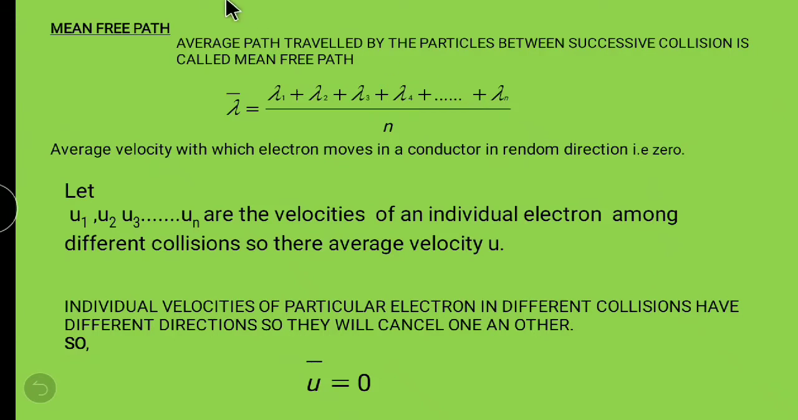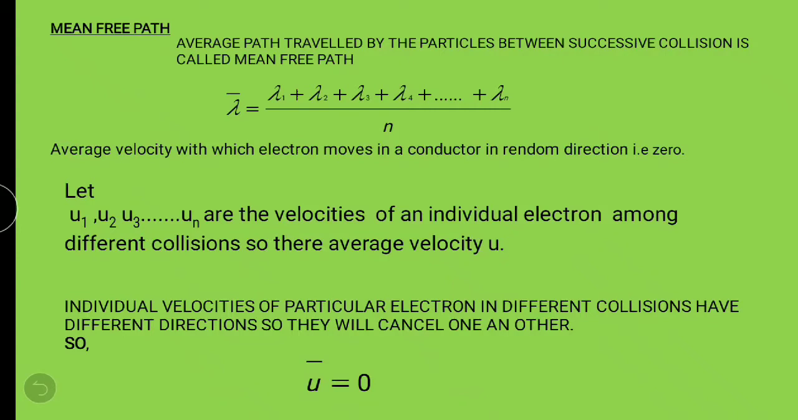Now students, mean free path. So students, the average path traveled by a particle between successive collisions is called mean free path. Here the particle is an electron. Students, we had focused on an electron. It was performing random motion.